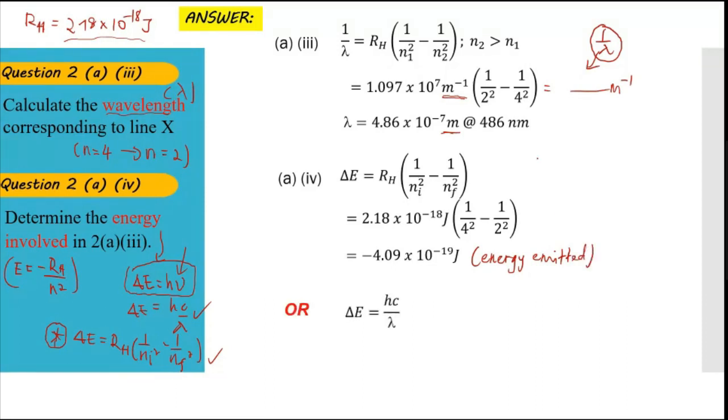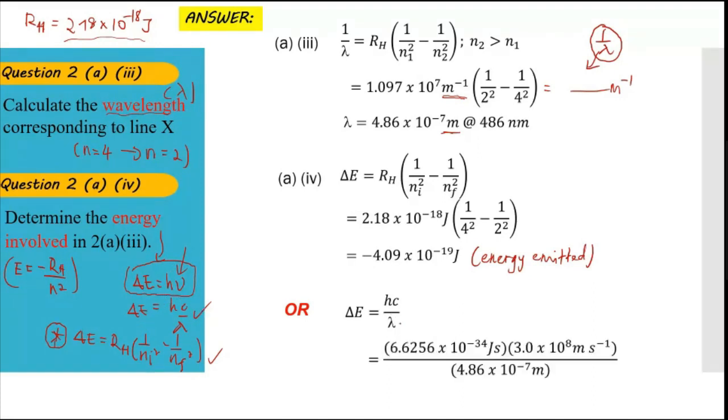Or you can use this, as I said, Planck's equation, because lambda is already known. Same answer. This one shouldn't have negative. I copy pasted and forgot to remove this. This one you get the magnitude only. But it doesn't matter. To play safe, you put in brackets energy emitted. For this one you don't need to write energy emitted, also okay, because the negative reflects energy emitted. But it all depends on you. If you want to play safe, then you write energy emitted here, because the question here is energy involved.